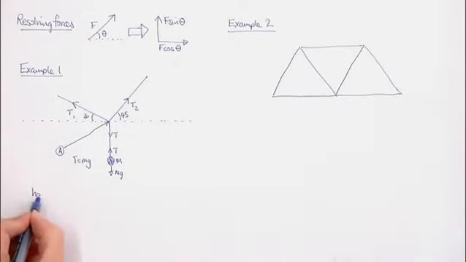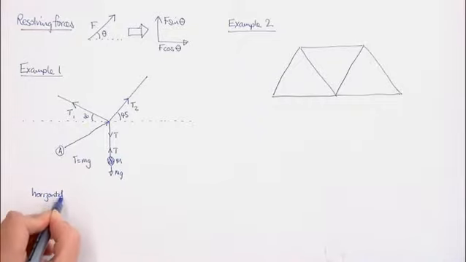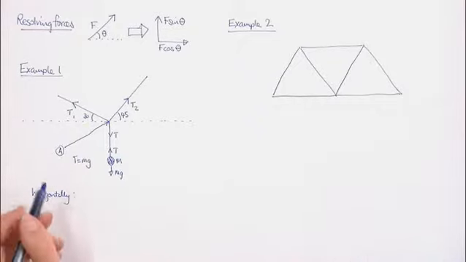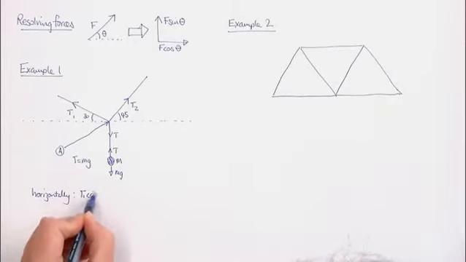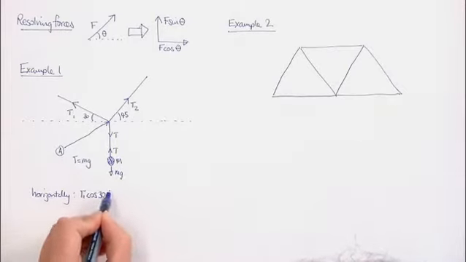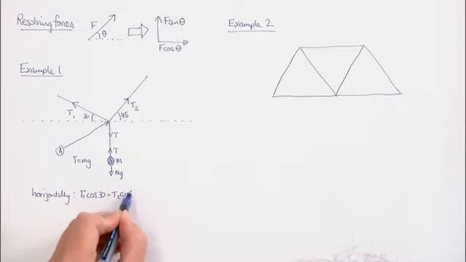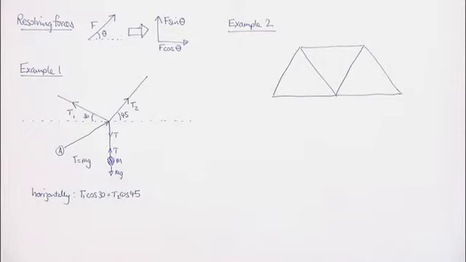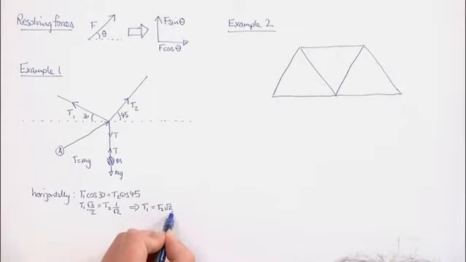We resolve horizontally and find that T1 cos 30 is equal to T2 cos 45. And we can write that as T1 root 3 over 2 is equal to T2 times 1 over root 2. And that implies that T1 is equal to T2 times root 2 over root 3.